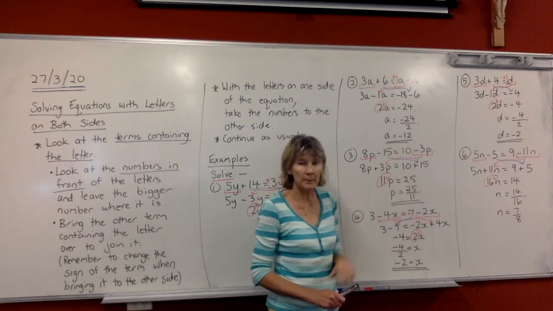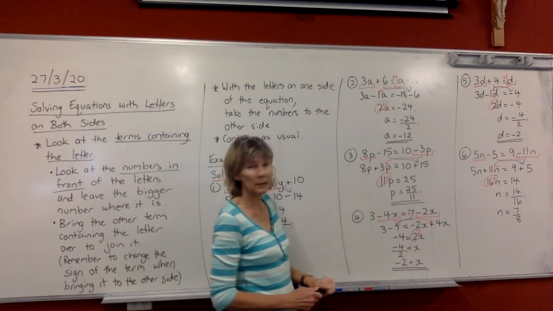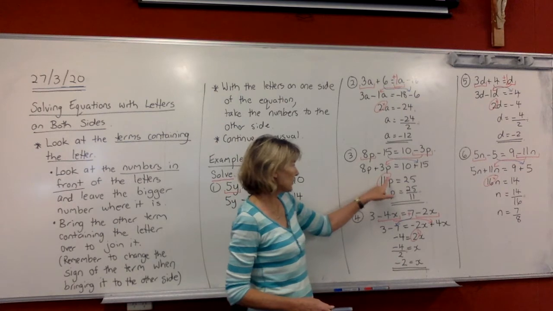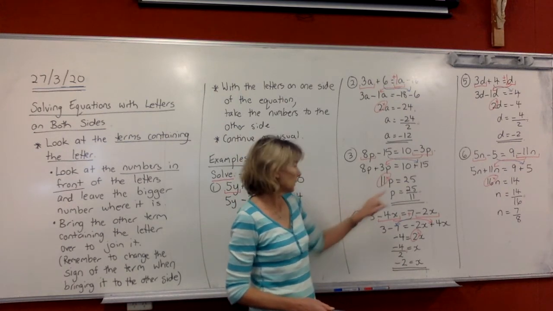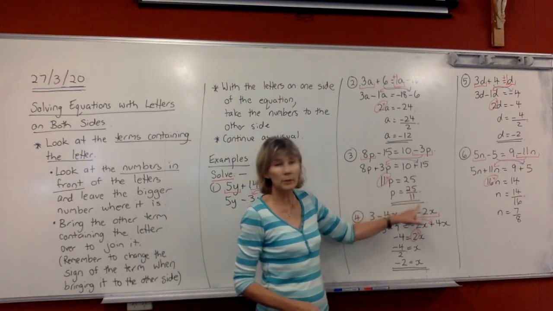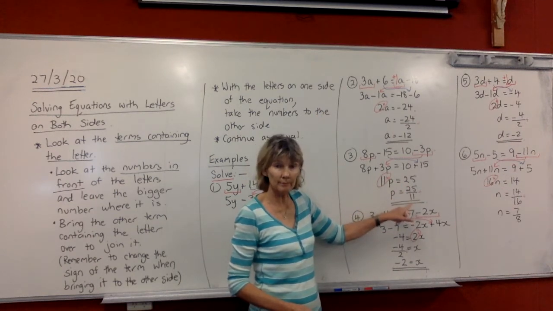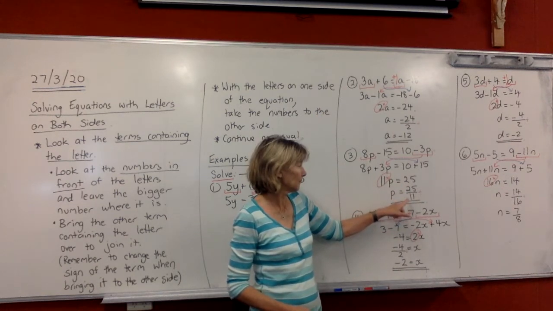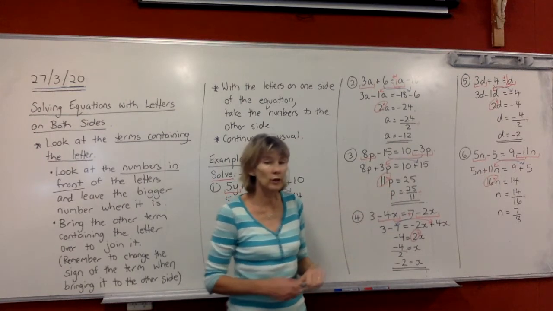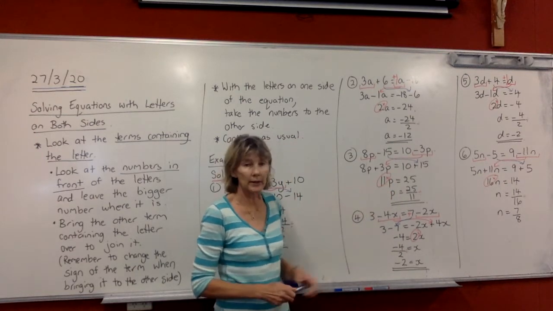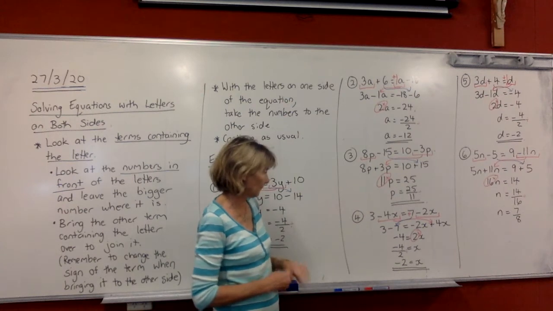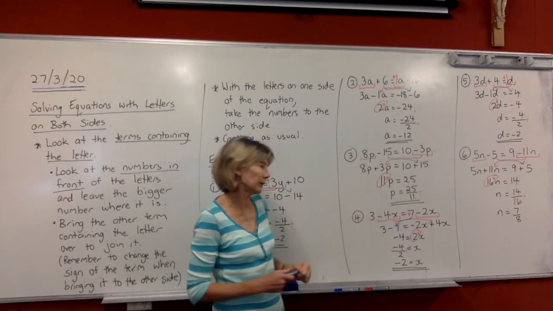Collect your like terms, and we have 11p equals 25. After that, we're getting rid of the times 11. So we want to come over to the opposite, which is divide by 11. Write that as a fraction. And when you put that in your calculator fraction key, it doesn't change. So that's our answer, 25 over 11. P equals 25 over 11.